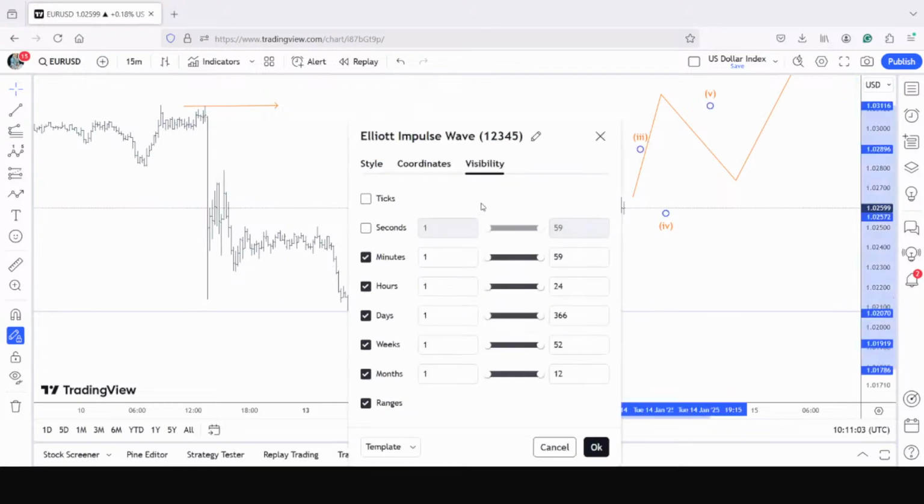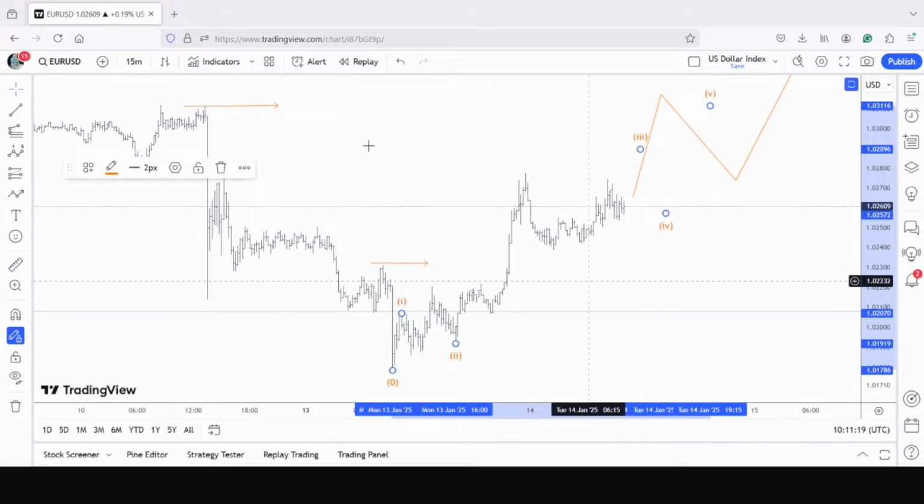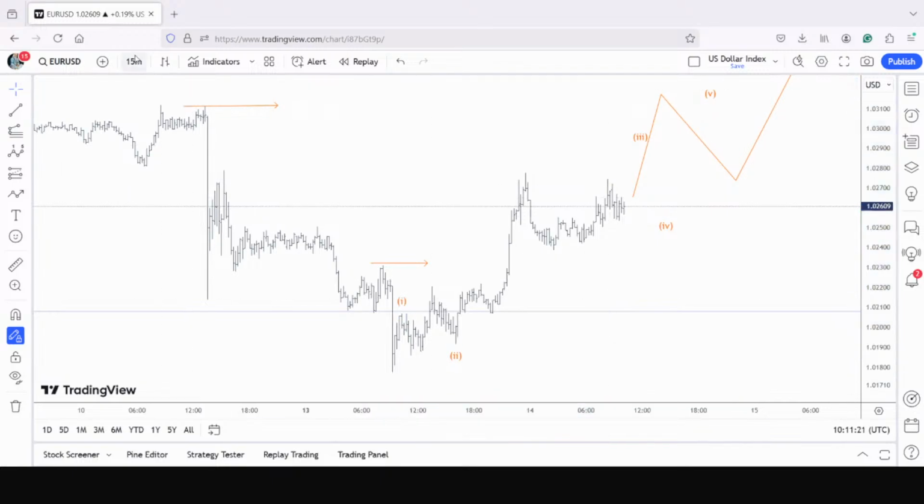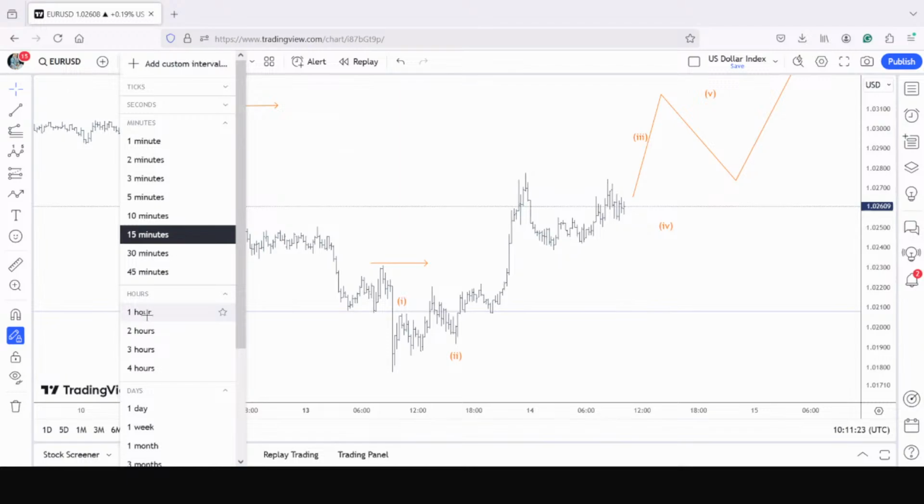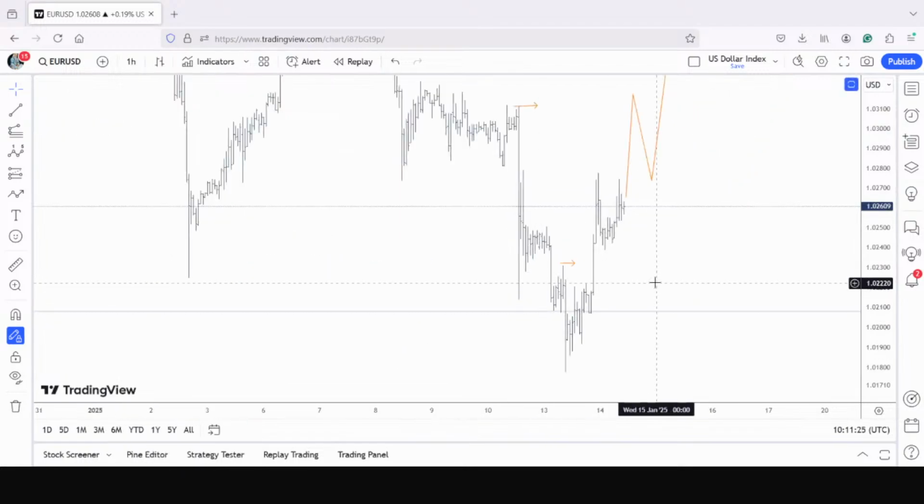I would just want to change the visibility here and put it to 15 minutes and remove everything else. So when we come back next, we will see this lower degree counts only on the 15 minutes, not on all time frames. So it would be clear. All right, see, the other degrees are gone.